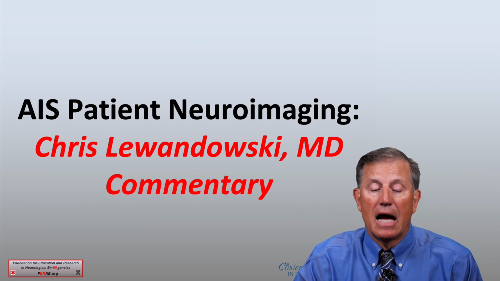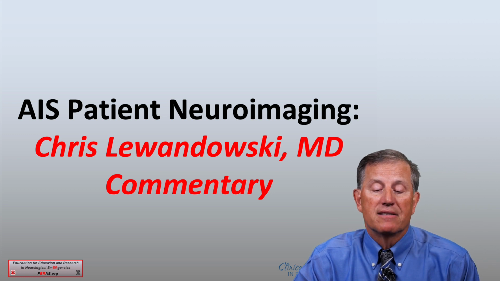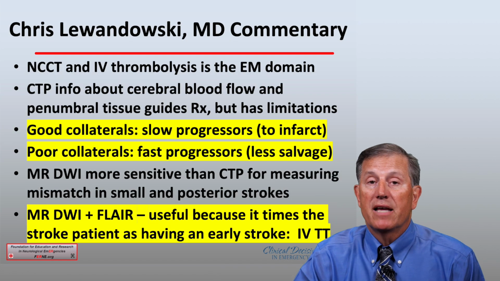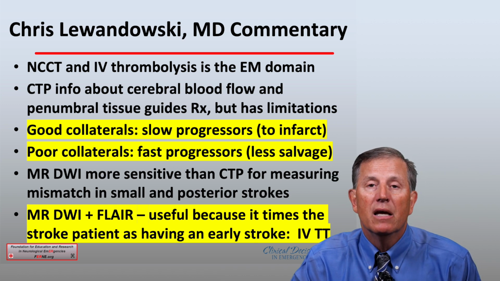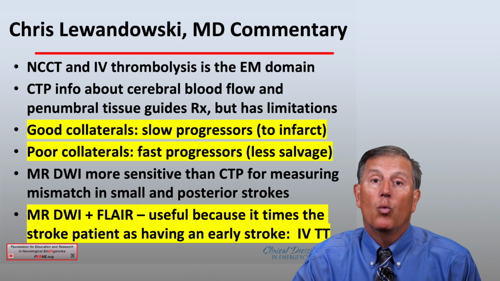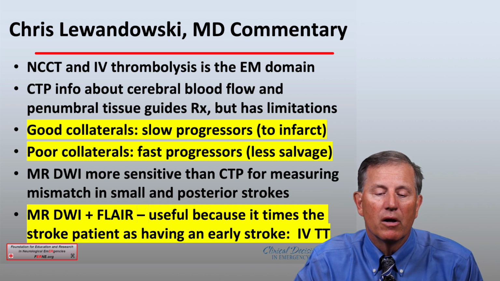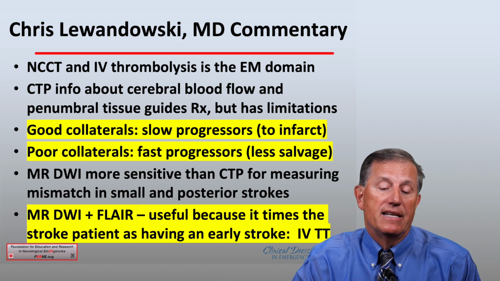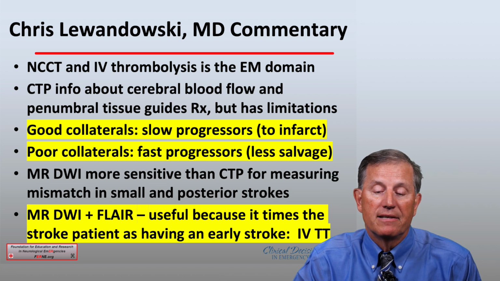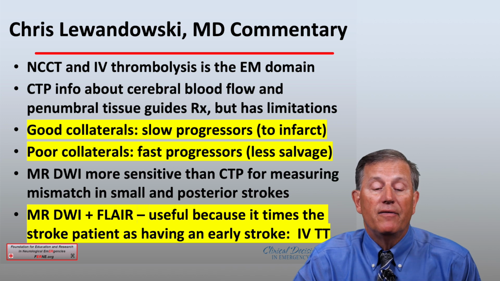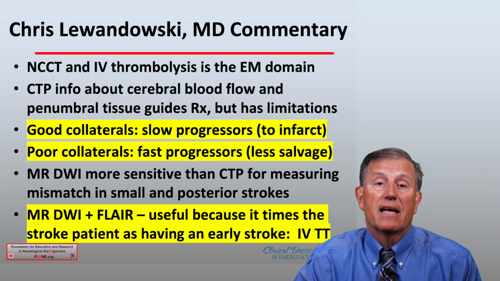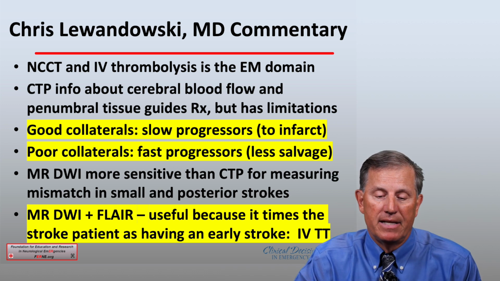Two last things to consider. Chris Lewandowski, a colleague of mine and good friend, provided some commentary. Here's what he said regarding this whole issue of using CTA and especially CTP in determining which patients get which therapies for acute ischemic stroke. He said for sure non-contrast CT and IV thrombolysis is surely in the emergency medicine domain. He stated that the information gained on CTP about cerebral blood flow and the size of the penumbral tissue does guide treatment, but it has some limitations.